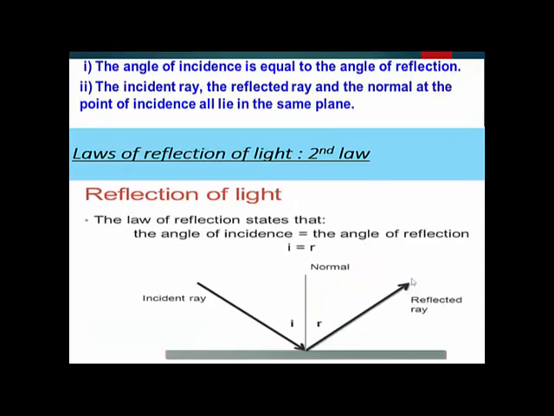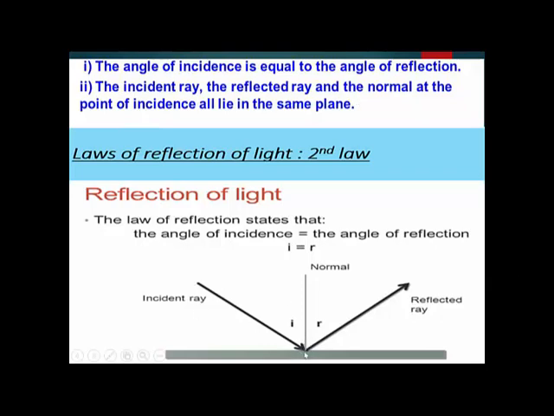Now look at the second law. Second law statement I have written here. The incident ray, the reflected ray and the normal at the point of incidence all lie in the same plane. Point of incidence means point of contact. That is the point where all the lines are falling. So which is that point where all these three lines are falling?